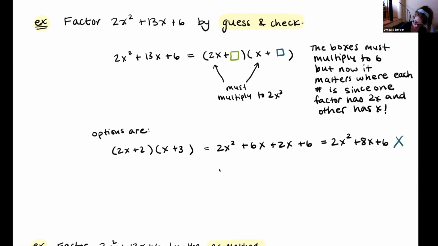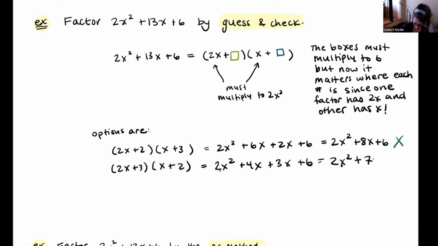All right, so maybe the 3 and the 2 get switched around. So maybe instead we've got 2x plus 3 times x plus 2. So let's multiply that out and see. So 2x squared is our first term. Then we've got plus 4x, then we'll have plus 3x and then plus 6. Okay, so that's 2x squared plus 7x plus 6. And again, that's not what we were looking for. So 2 and 3 aren't going to work.